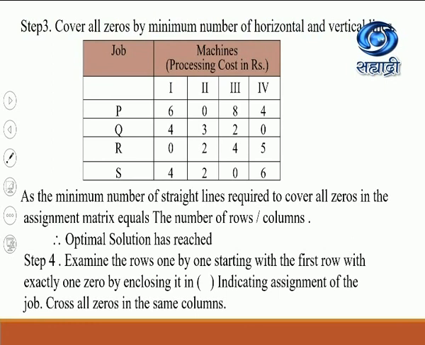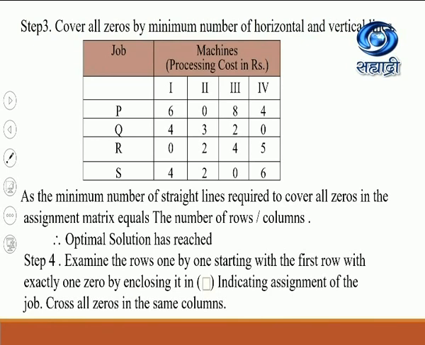rows or columns. Now see here, if I want to cover these zeros, there is 1 zero in the first row, 1 zero in the second row, 1 zero in the third row and 1 zero in the fourth row. So 4 lines I will draw and all my zeros are covered. So it is equal, therefore the optimal solution is obtained.